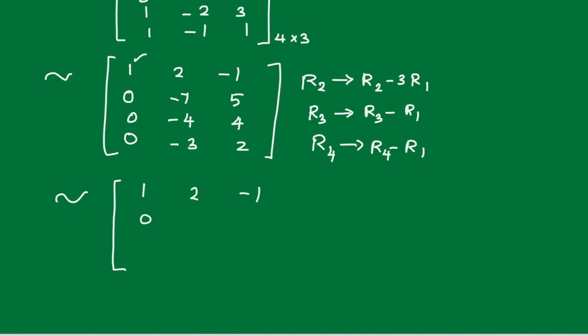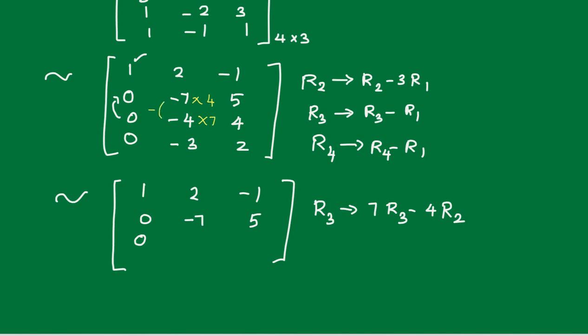So 1, 2, minus 1, 0, minus 7, 5. The first two rows we keep as they are. R3 tends to 7 times R3 minus 4 times R2. We make the elementary transformation with R3 and R2. So the first element is 0. I multiply R3 with 7, R2 with 4, and then we make the subtraction here. So this element is equal to 0. Next, 4 into 7 is 28, and 4 into 28 minus 5 into 4 gives us 20. So the next element is 8.